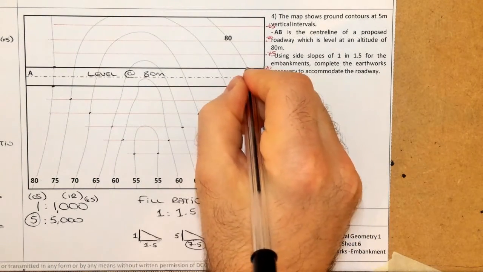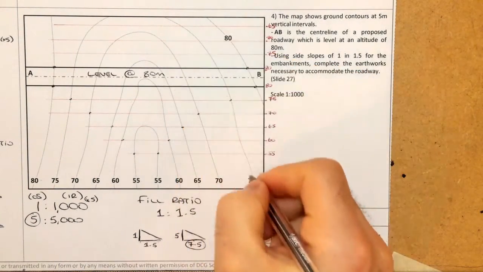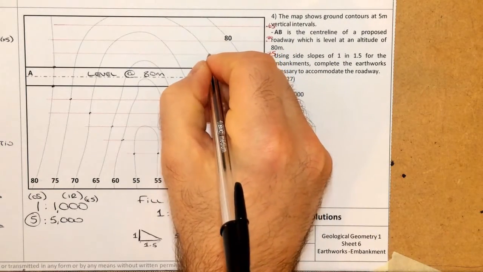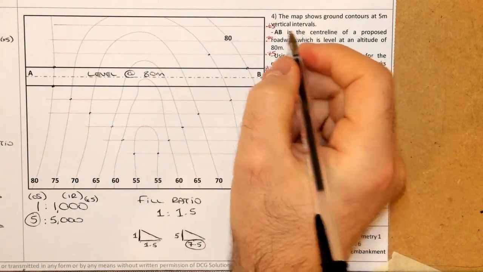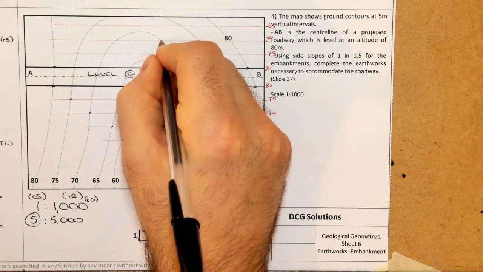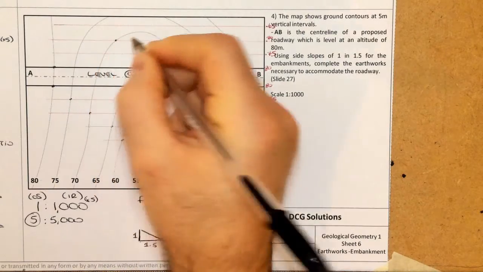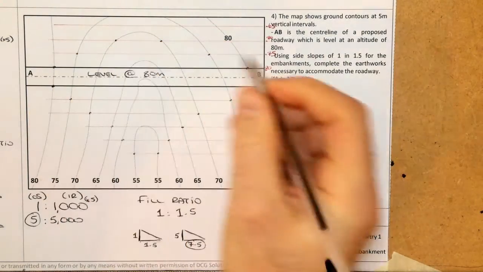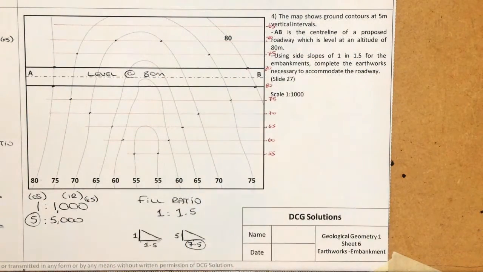So likewise on the north side, there's the 80. So I'd imagine then this is the 75 contour, yeah. And then this is going to be the 70, yeah. There we go. So I actually didn't need the 65 one. Okay, so I'll just put in those now.